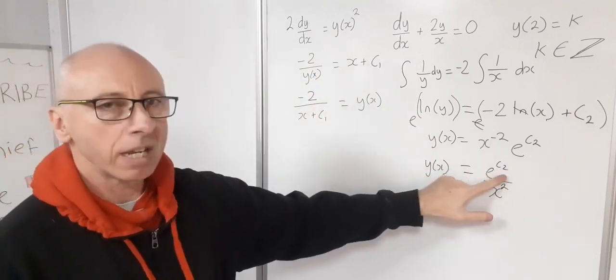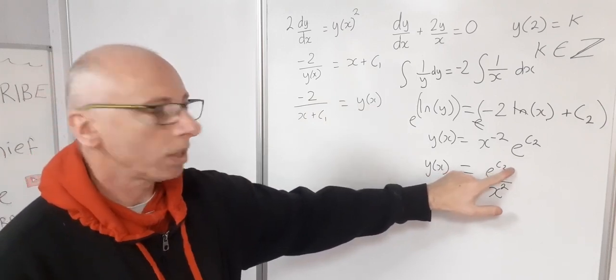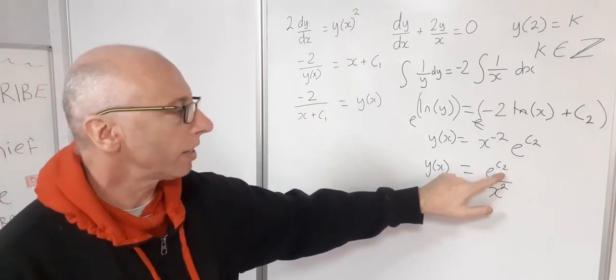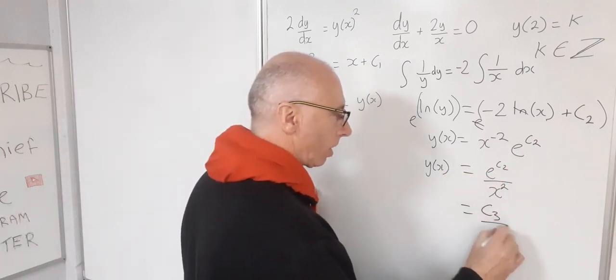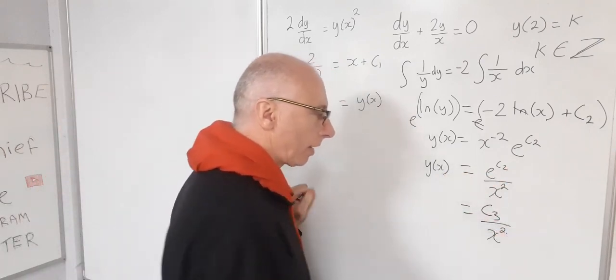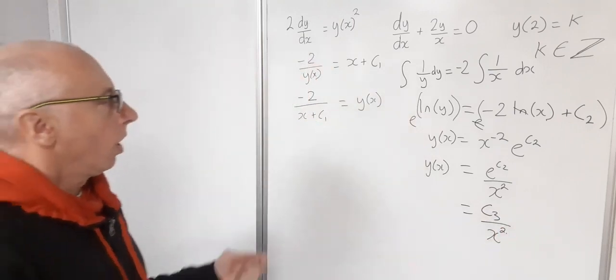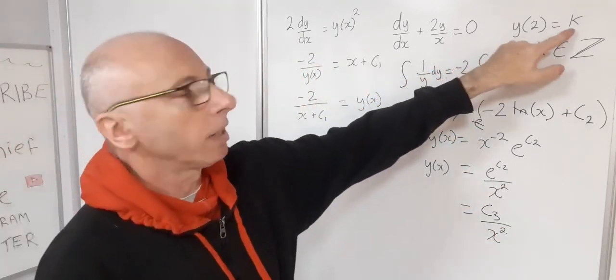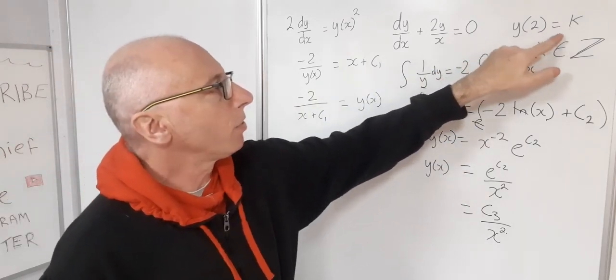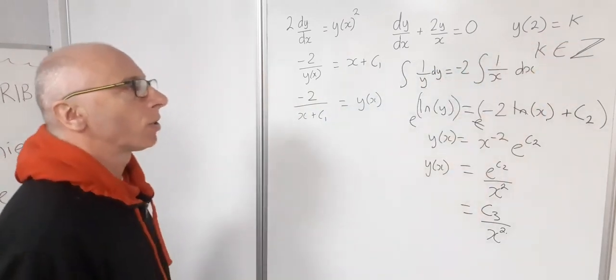But I'm now going to set this as a new constant, because c2, I don't know what it is yet. I can set that to a new constant, call that c3. So that equals c3 over x squared. Okay, so I'm going to put these two results now back up the top, and I'm going to find what they are worth with my y of 2 equals k with that initial condition there.